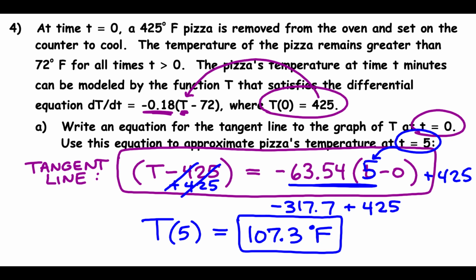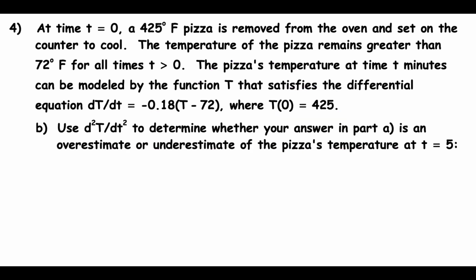Okay, this last question has a part B. Let's see what they want. Same pizza, same situation. This time it says use the second derivative, that's what that means, to determine whether your answer in part A, which is the 107.3, is an overestimate or underestimate of the real temperature of the pizza. By the way, if part A is wrong, College Board still cuts you a break, and they will use your wrong answer and grade it as if it was correct on part B, which I think is very student-friendly, very kind of them. By the way, I made this problem up. This is my original.